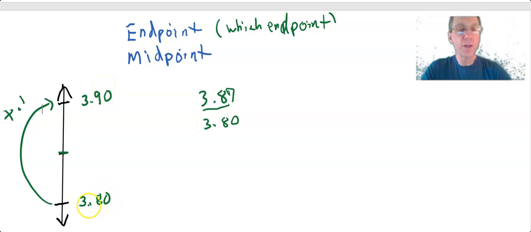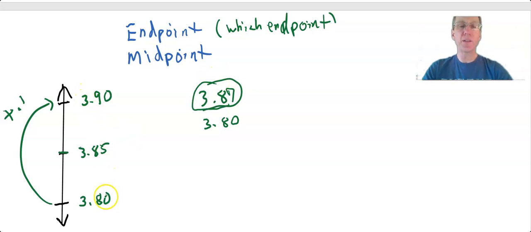This helps you to find the midpoint. 3 and 80 hundredths, 3 and 90 hundredths. So it helps you to find 3 and 85. And you're probably starting to get the idea now. You're like, oh, so if the midpoint's 3 and 85 hundredths, here's the number I'm rounding. So which one is it going to be closest to? Definitely going to be up here.